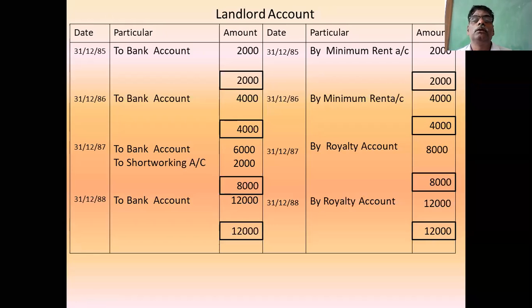There is no difference. You see this landlord account. What is the difference? There is no difference in the debit side. It is in the original form. Only change is in the credit side. First year, second year, I have recorded minimum rent because there is a minimum rent. And in subsequent years, the same rule I followed. You remember this. Then come to the short working account.